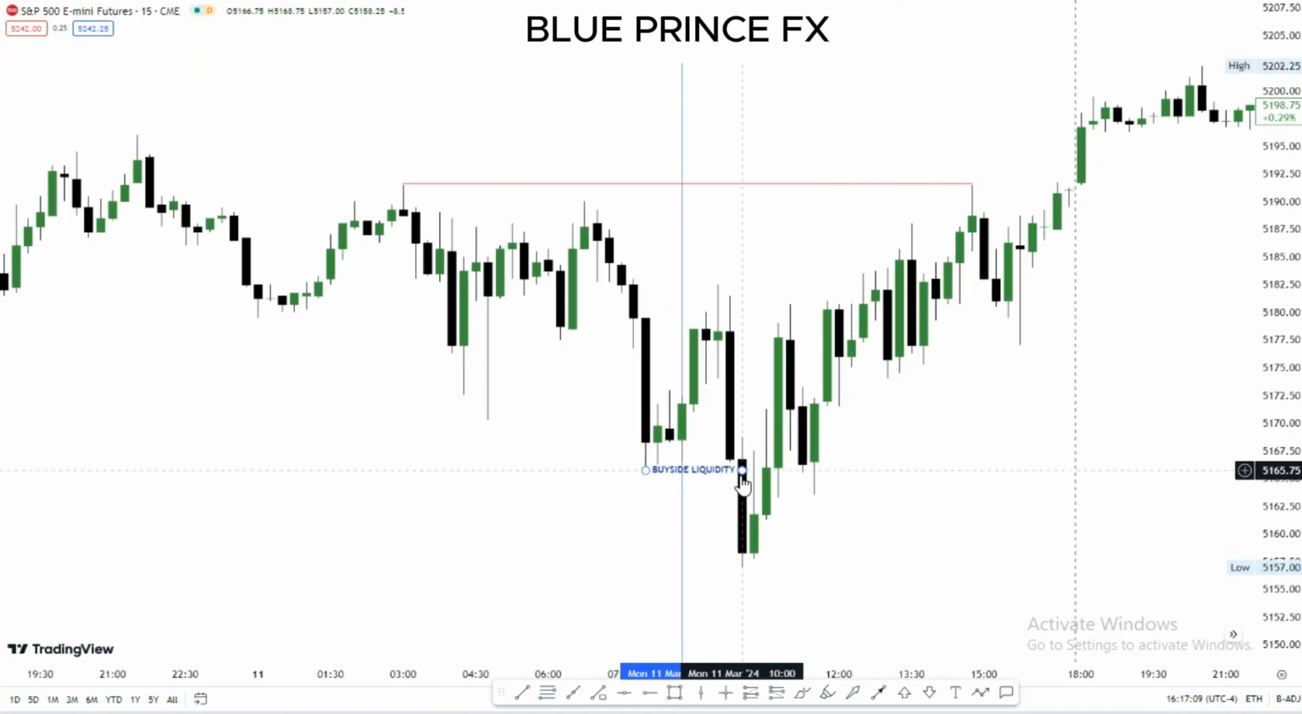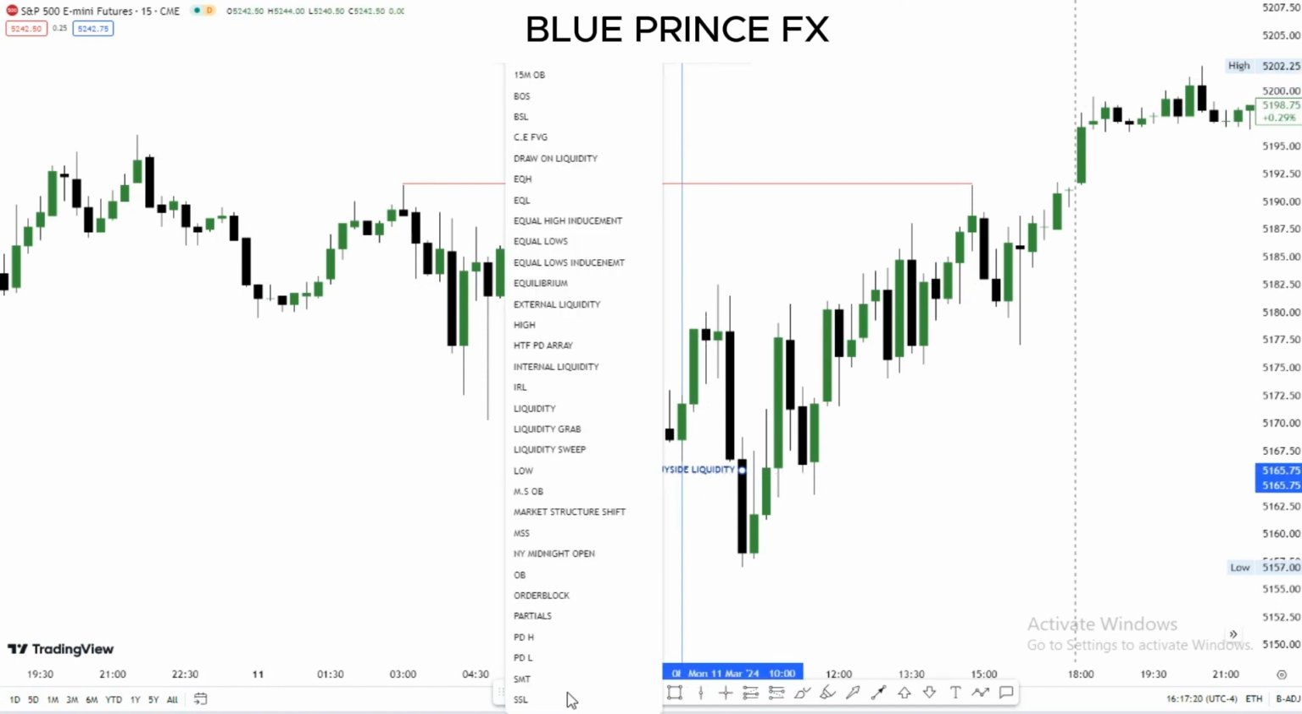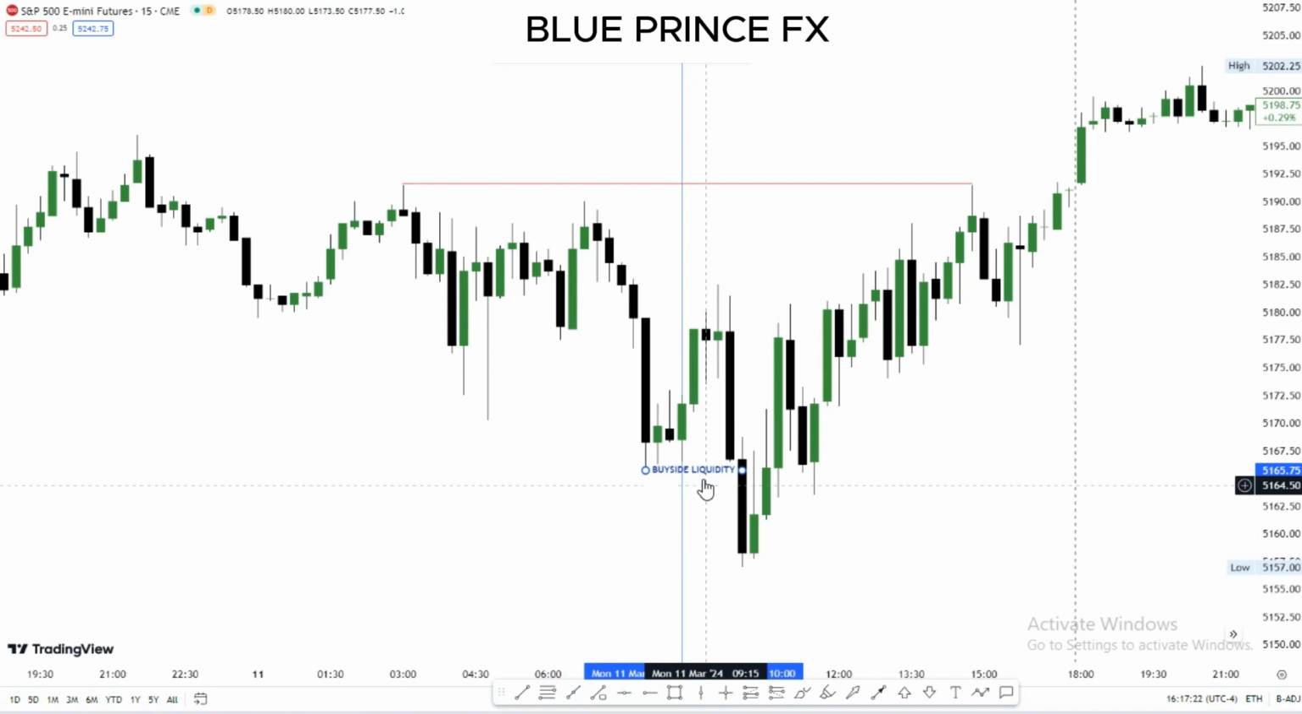Then when this low here happens, now we go to the lower time frame and look for buy entries. Why? Because sell side liquidity has been patched. Now let's go to the 5 minutes and look for our entry.